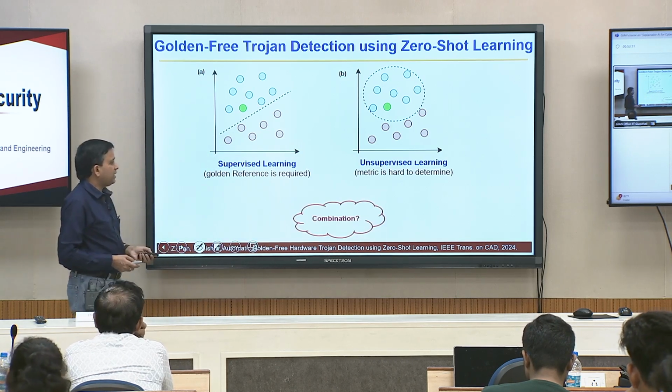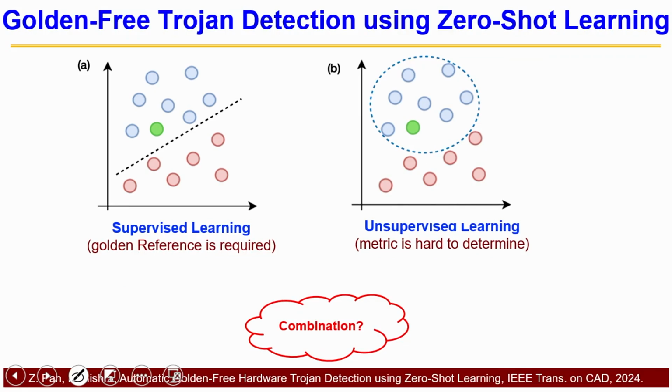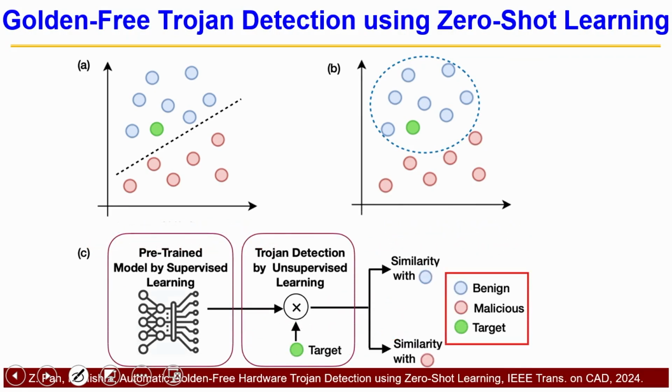So, what we are basically trying to do here is a combination of them. By the way, the zero shot learning idea is a well known idea, it has been there at least 10 years, actually more than 10 years. So, the idea here is that we pre-train the model using supervised learning, then you give the target, your design with Trojan, and it makes the correct decision.